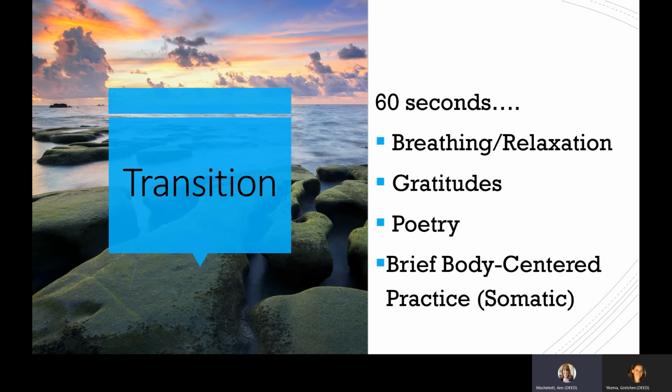Examples of transitions are things like breathing and relaxation exercises, having people express a gratitude statement, sharing a poem, or getting into a brief body-centered type of work. A breathing and relaxation exercise could be as simple as breathing in and out as you trace the outside structure of your fingers one at a time, going up to the tip and down to the curve. Neuroscience tells us it only takes 60 seconds to course correct or refocus. So having a plan for those 60 seconds is key.